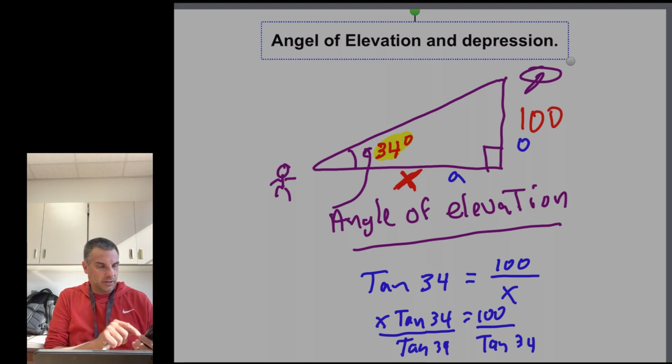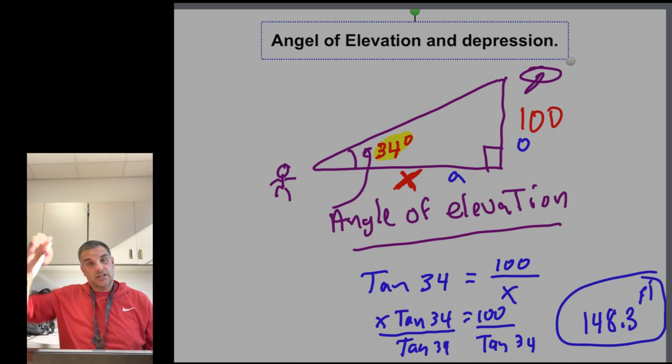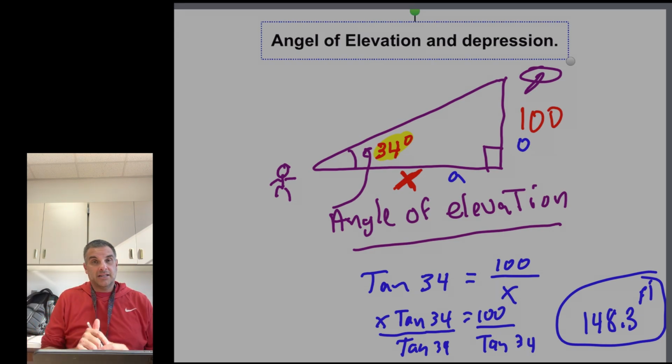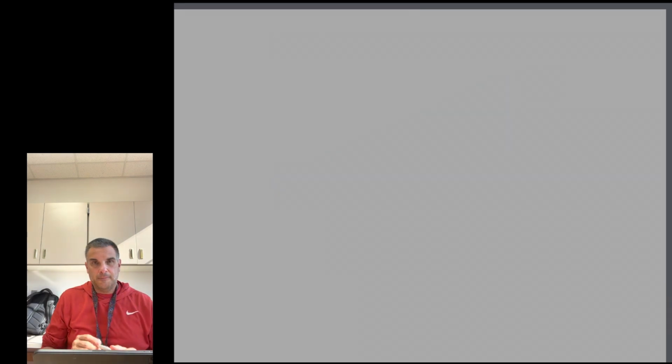Tan, clear, tan. Oops, I've got to go 100 divided by tangent 34. So I am 148.3 feet from that object that fell straight down out of the sky to the ground. And that, again, is called the angle of elevation. Let's look at another angle of elevation problem.